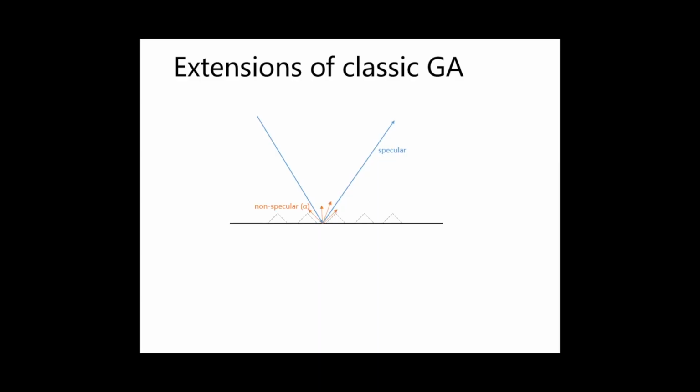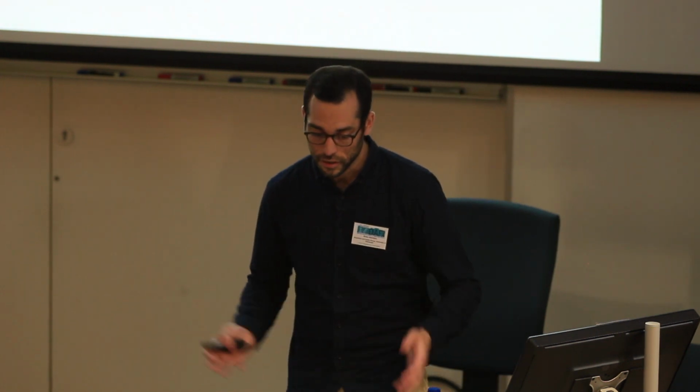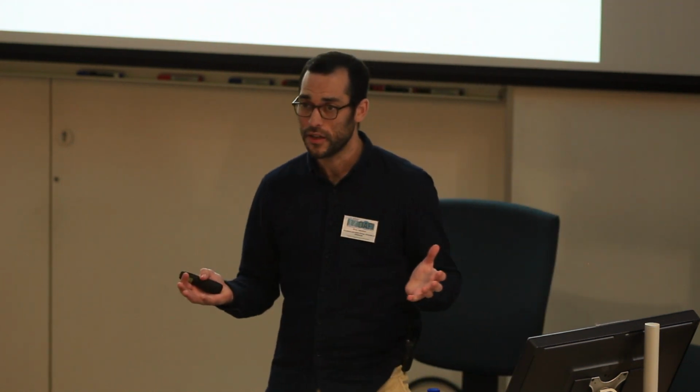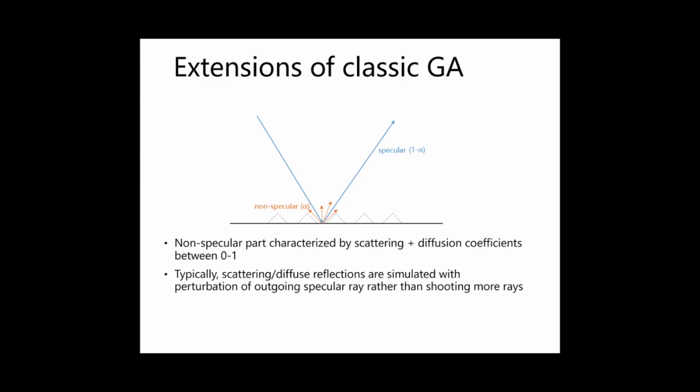So you just characterize this by some coefficient, which might describe how the rays spread out uniformly. That's called the diffusion coefficient, or it might scatter in some particular direction. And essentially what you do is you then shoot out some non-specular rays. You might shoot out multiple rays, but then that's going to explode, so you don't want to do that. So typically what people do is they just perturb the specular ray by some random angle.